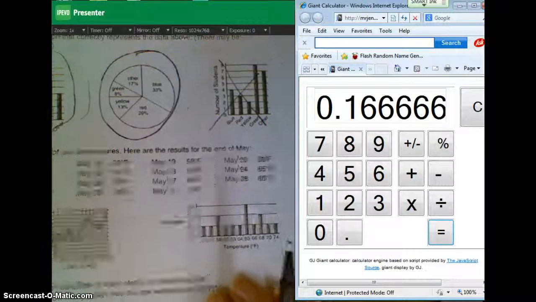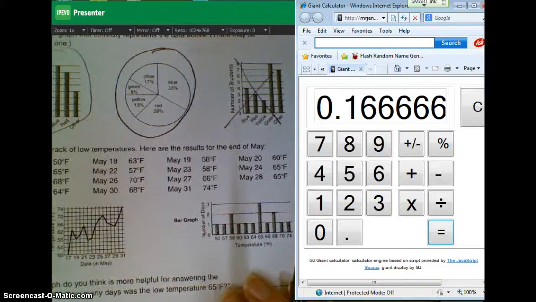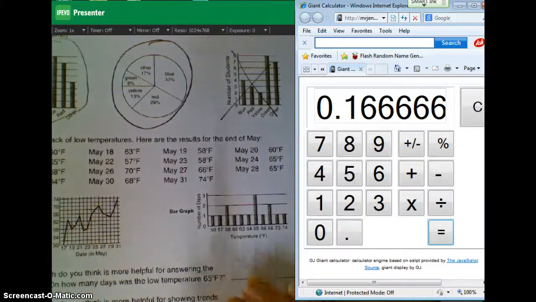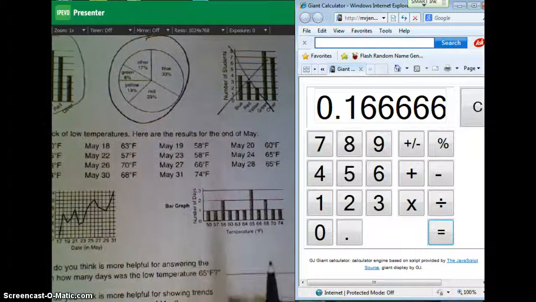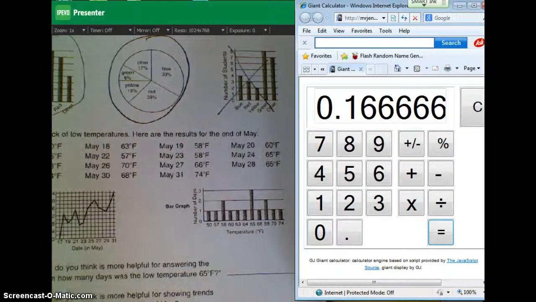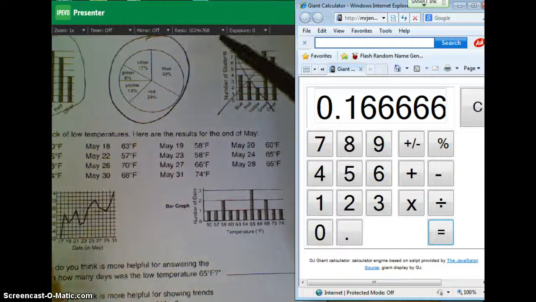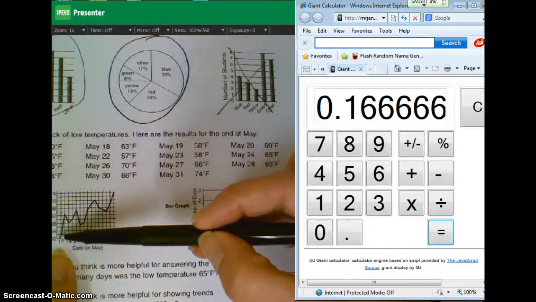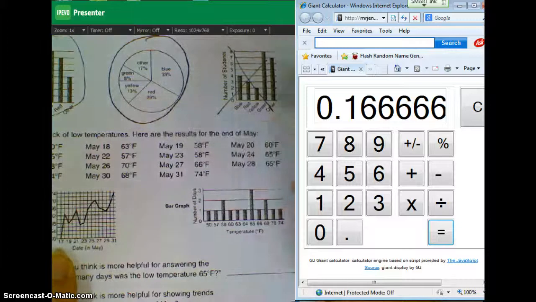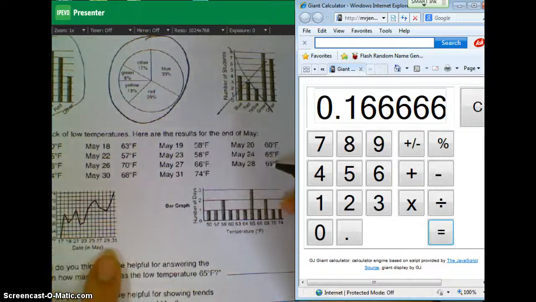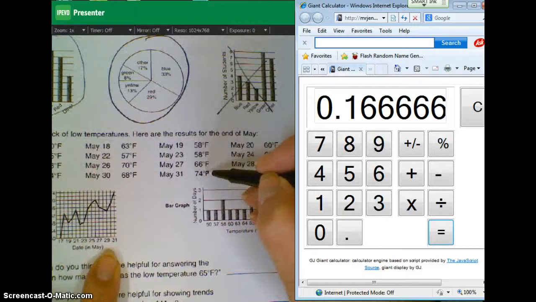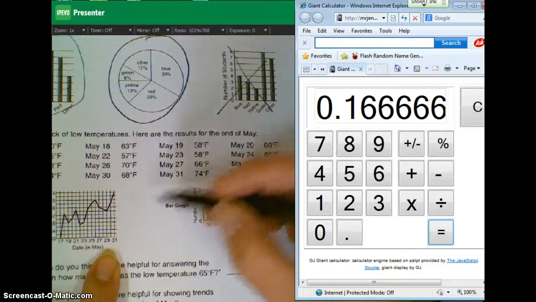Next one, Marisha kept track of the low temperatures. Here are results at the end of May. And I think we're supposed to be doing the same thing, finding out whether it's good data or not. So let's find our maximum and minimum, see if we can eliminate any. Or actually we could just start. May 17th was 50 degrees. Yep, that looks good. Let's go to the end. May 31st should have been 74 degrees. That looks good. That's a maybe.